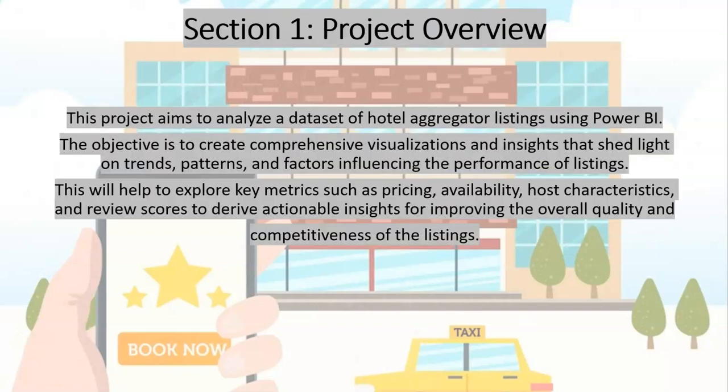Section 1, project overview. This project aims to analyze a data set of hotel aggregator listings using Power BI. The objective is to create comprehensive visualizations and insights that shed light on trends, patterns, and factors influencing the performance of listings. This will help to explore key metrics such as pricing, availability, host characteristics, and review scores to derive actionable insights for improving the overall quality and competitiveness of the listings.